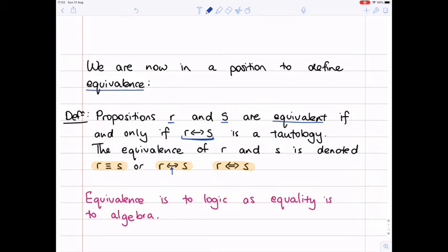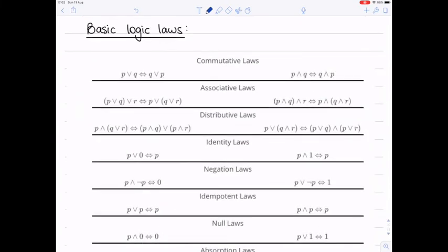But whenever we're talking about equivalence, what you really want to think of is equality in algebra. So it's worthwhile working through this list of basic laws, which are similar in many ways to the basic laws of algebra that you don't even really think about using anymore.